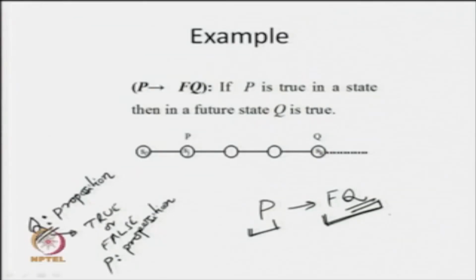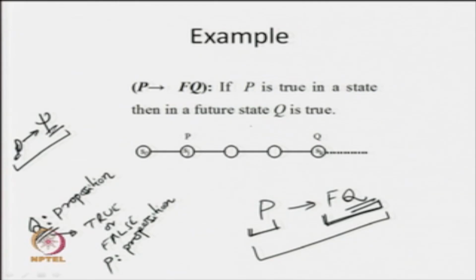So, in this case P implies F q. This is the implication operator that we have in logic, and we said that it can be used in temporal logic also. So, one temporal formula implies another temporal formula, and the whole thing will be treated as a temporal formula. It may be something like phi implies psi, where phi is a temporal formula and psi is a temporal formula. So, phi implies psi is a temporal formula. P implies F q will be a temporal formula, where F is the temporal operator of future.